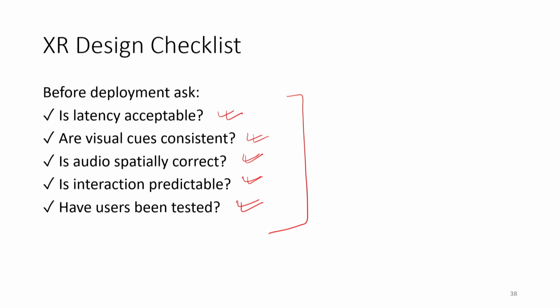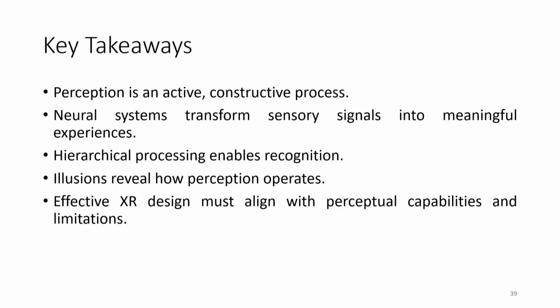To summarize today's lecture, indeed perception is an active constructive process. We have neural systems in our body that transform sensory signals into meaningful experiences. Typically, processing takes place in a hierarchical manner that enables recognition of faces, shapes, motion, etc. We looked at different kinds of illusions and how they can actually fool us, but it also gives us clues into how perception operates. So, illusions are crucial because illusions reveal how perception operates.